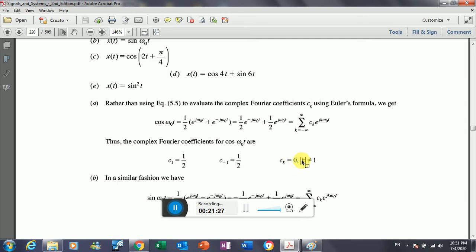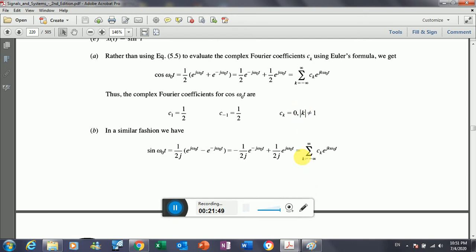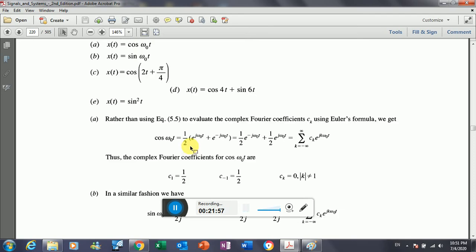K mod, हमने k mod ले लिया इसका. All other, so this Fourier series coefficients exist for only k equal to minus 1 and k equal to 1, and all other Fourier series coefficients are 0, right? So this was very simple example. Just we have to apply the Euler's identity that we have studied so many times in this course.